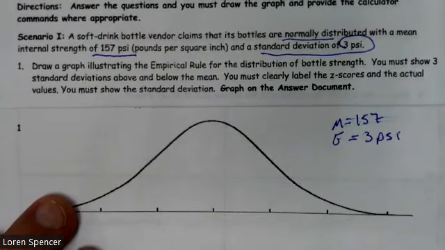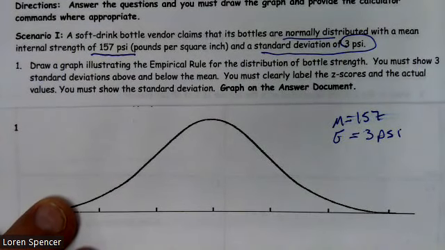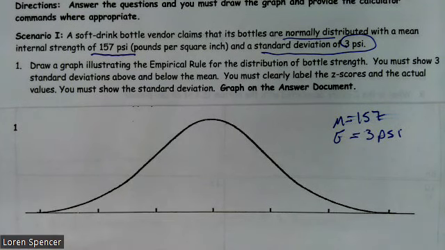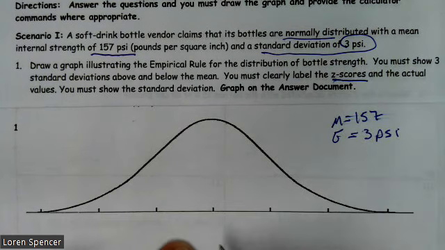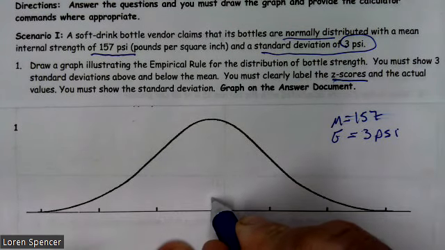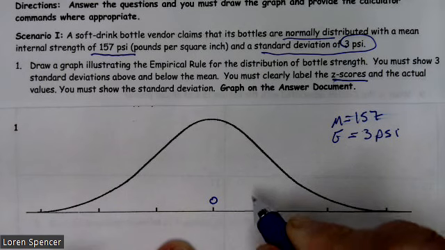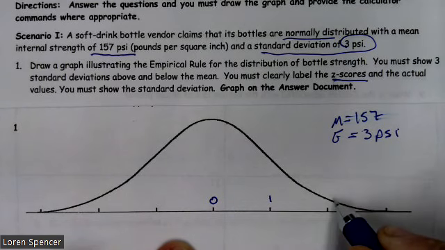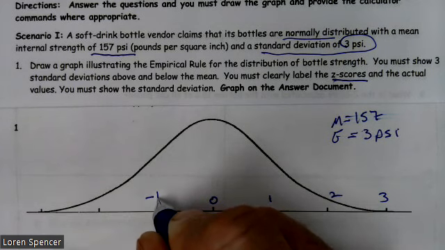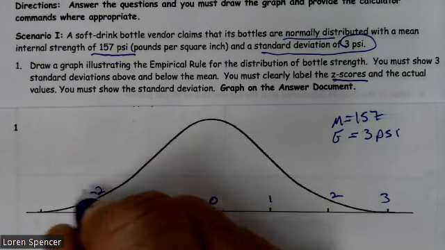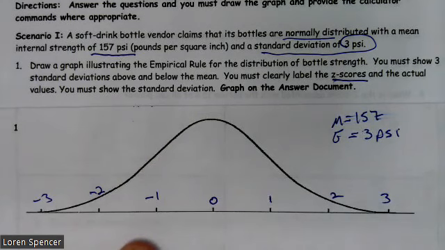So draw a graph illustrating the empirical rule for the distribution of bottle strength. You must show 3 standard deviations above and below the mean. You must clearly label the z-scores. So let's start with the z-scores because they're the easiest. We always start at 0 with the z-score. And of course, we're going to have 1, 2, and 3, and -1, -2, -3.